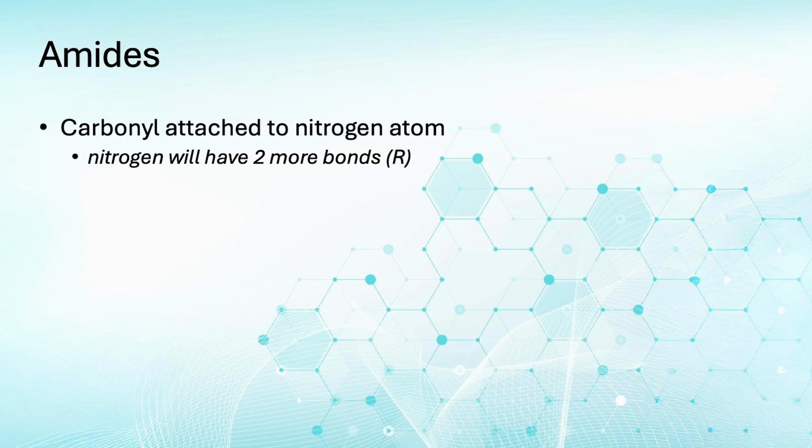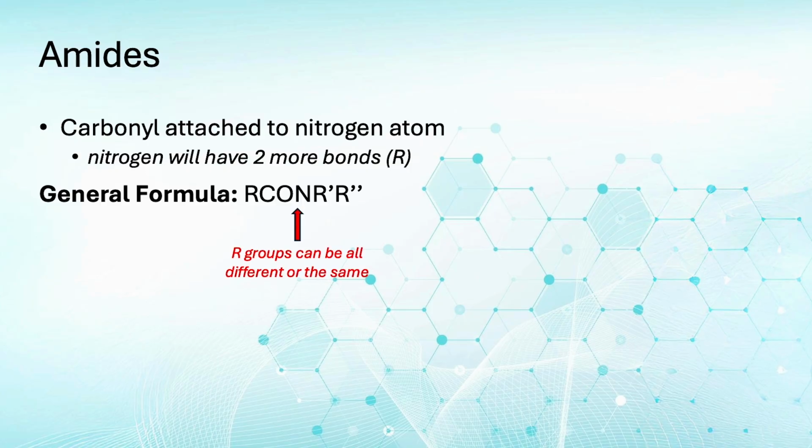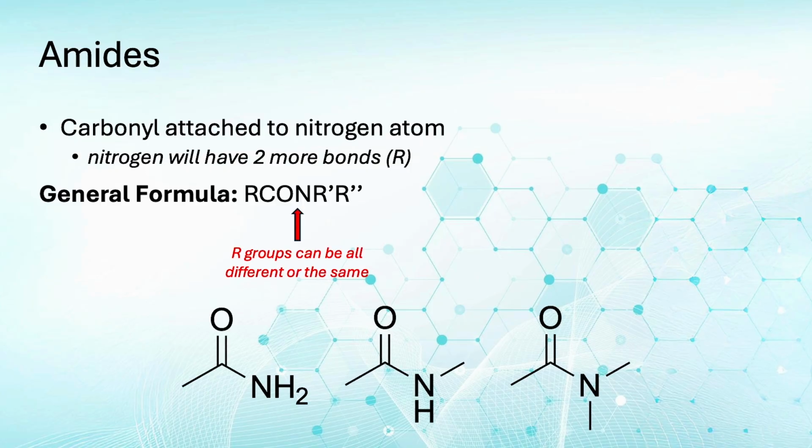as R groups. In general, amides are shown with the formula RCONRR. But the three R groups can be all different, or the same, or any combination. You'll often see the amide nitrogen attached to at least one hydrogen.